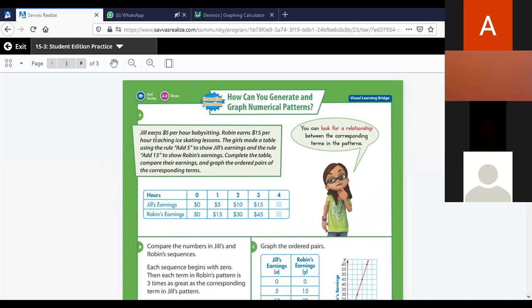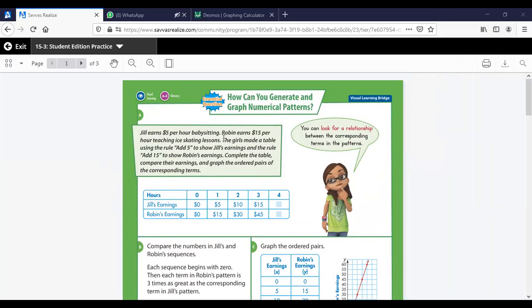So Jill earns $5 per hour babysitting. Robin earns $15 per hour teaching ice skating lessons. The girls made a table using the rule add 5 to show Jill's earnings and the rule add 15 to show Robin's earnings. Complete the table and then graph the ordered pairs of the corresponding terms.